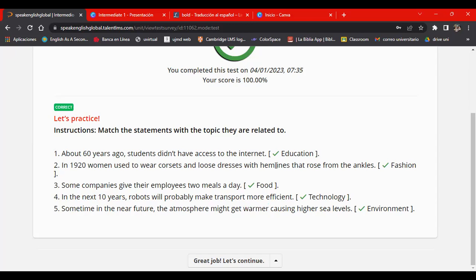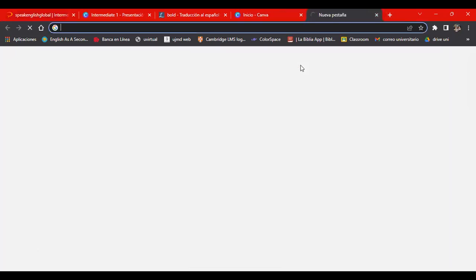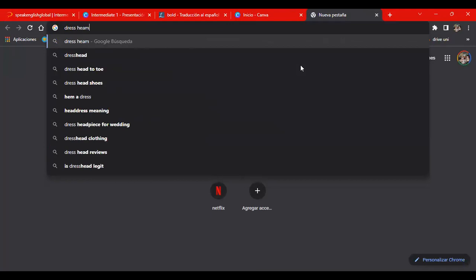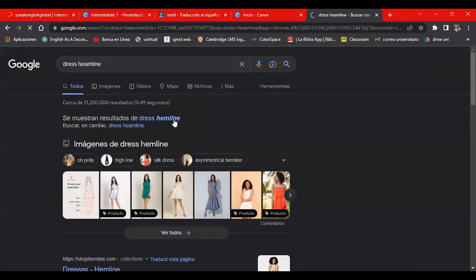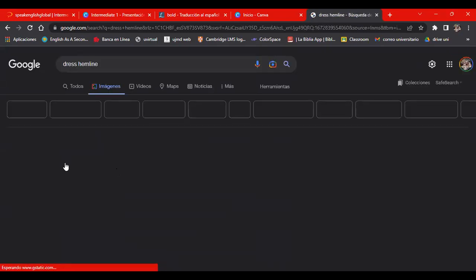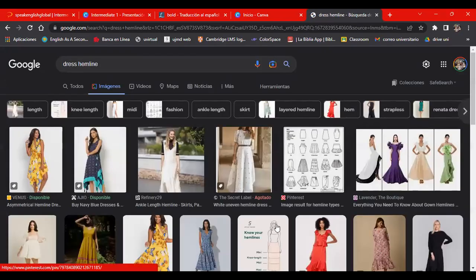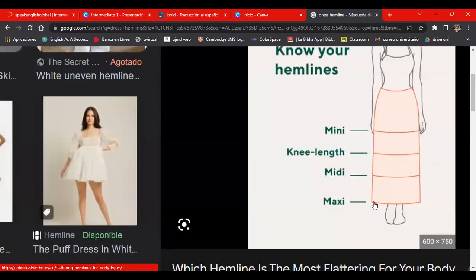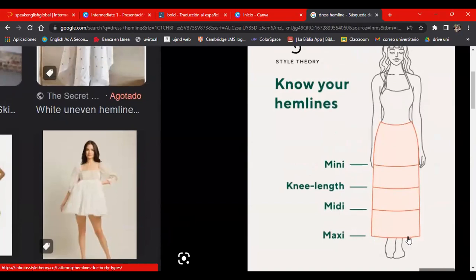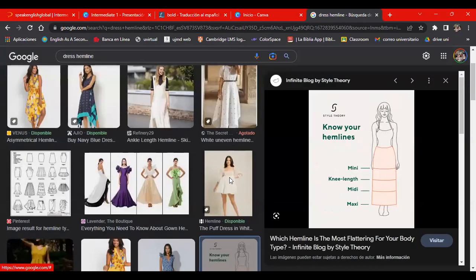Now, you said hemlines, right, Yvonne? Yes. Hemlines. We have over here a meaning: the line formed by the lower edge of a skirt or coat. But let me show you a picture. Dress hemline. I'm going to show you this picture. Hemline is basically the last line. If it's a maxi dress, the hemline is here. If it's a midi dress, the hemline is here. If it's a knee length, the hemline is here.